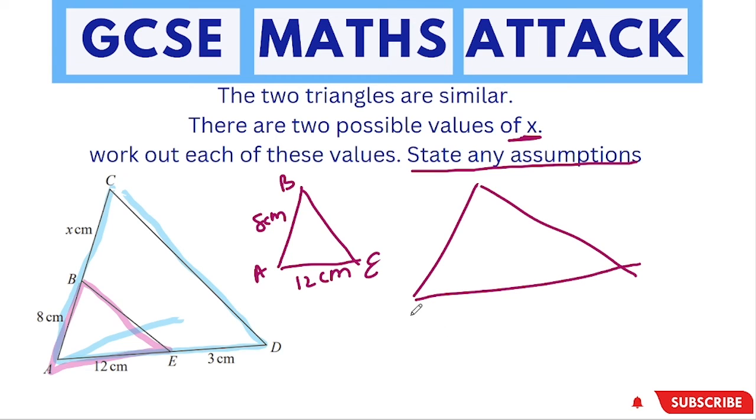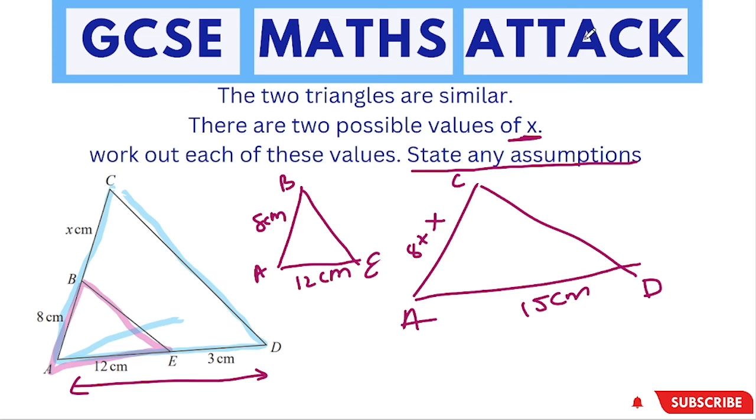Okay, so I can see that you've got A, D, and C. Okay, and I can see that this is 8 centimeters. This is X centimeters. So if I add them together, that will be 8 plus X centimeters. I'm just going to rewrite that. So I'm going to write down 8 plus X. Okay, and then over here, C to D has not been given, but A to D is 12 plus 3, which is 15 centimeters.